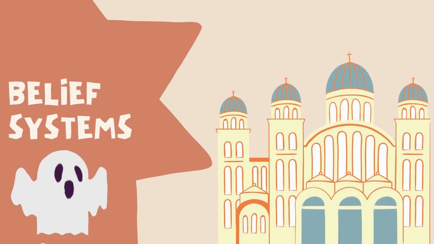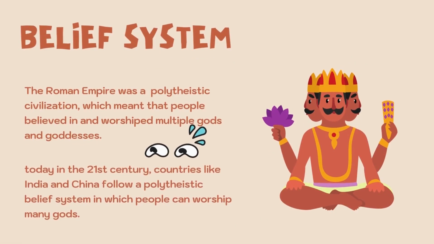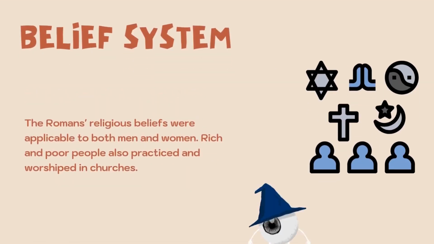Now let's talk about the belief systems during the Roman Empire. The Roman Empire was a polytheistic civilization, which meant that people believed in and worshipped multiple gods and goddesses. Today in the 21st century, countries like India and China follow a polytheistic belief system in which people can worship many gods. The Romans' religious beliefs were applicable to both men and women. Rich and poor people also practiced and worshipped in churches.